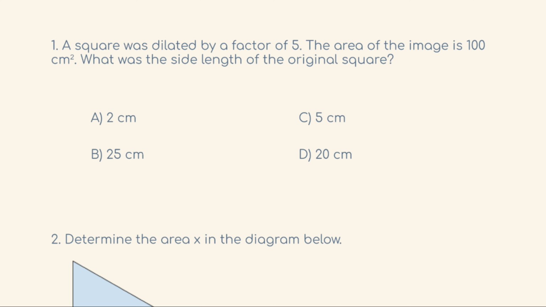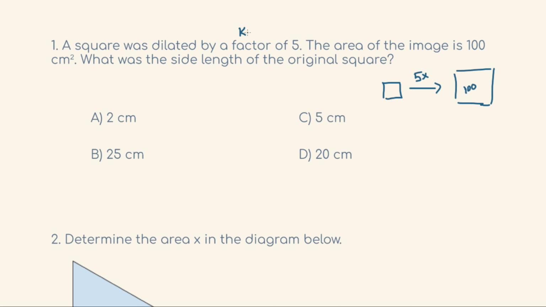So question 1, a square was dilated by a factor of 5. The area of the image is 100 centimeters squared. What was the side length of the original square? So let's draw kind of what's going on here. We've got a square, and then it grows to become 5 times as big, and it has an area of 100 centimeters squared. Okay, so this is 5 times bigger, right?